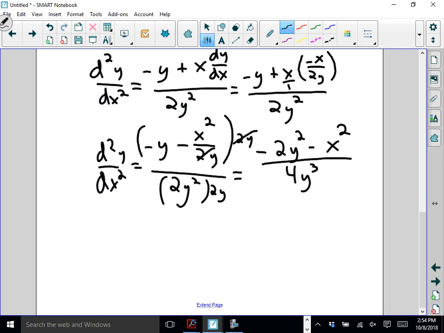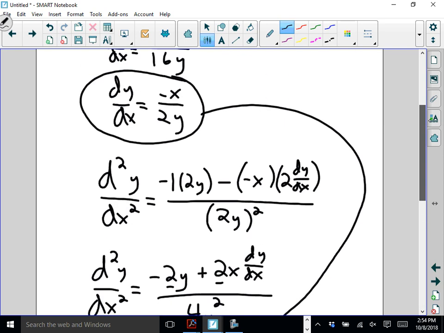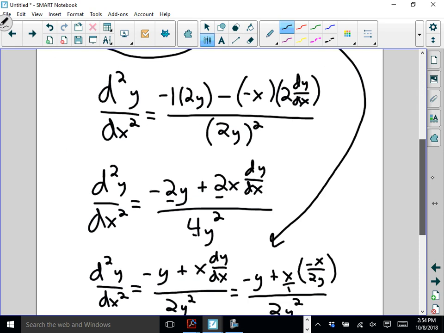So that's my most simplified version of the second derivative. Now I want to evaluate the second derivative. I'm not totally done yet. I have to evaluate the second derivative at, what was the point again? Negative 1, 1.